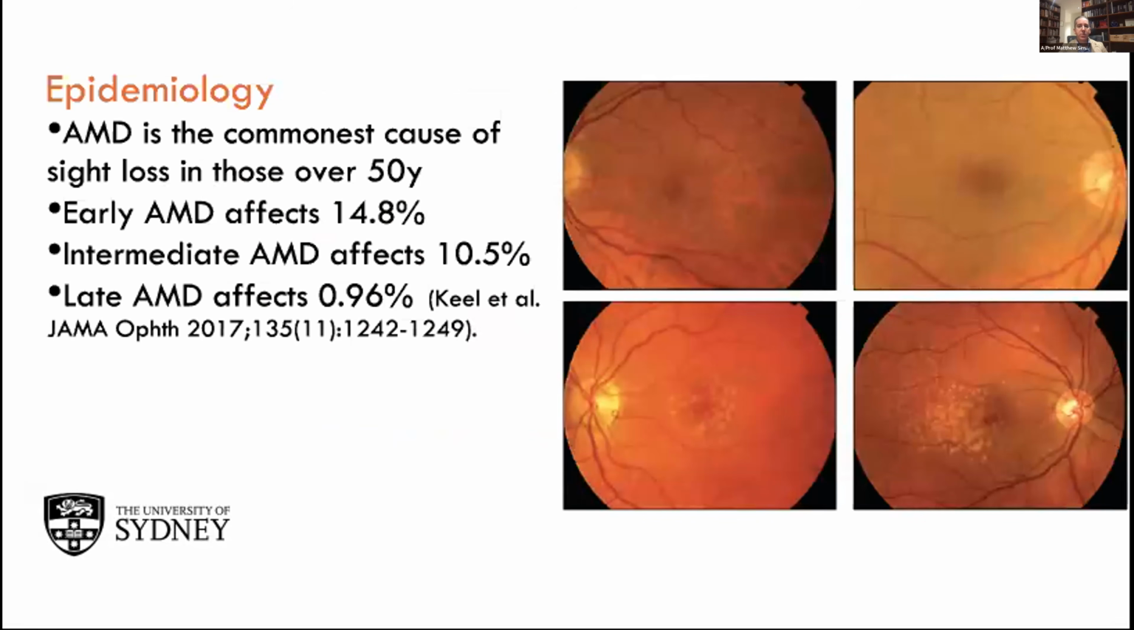AMD is the commonest cause of irreversible sight loss in people over the age of 50. Data from an Australian study suggests that early AMD is present in close to 15% of people in this age group. Intermediate AMD affects just over 10%, and finally late AMD affects just under 1%, with an approximate 3-to-1 split between atrophic forms or geographic atrophy and neovascular or wet AMD.